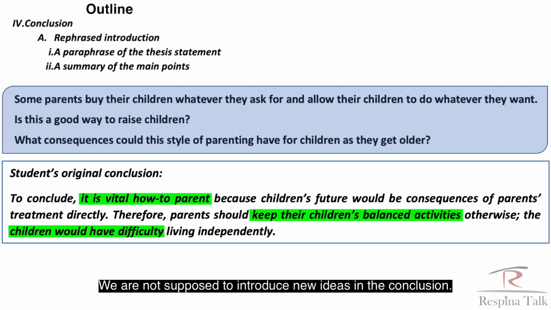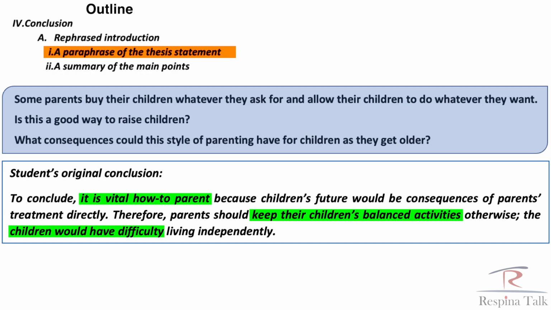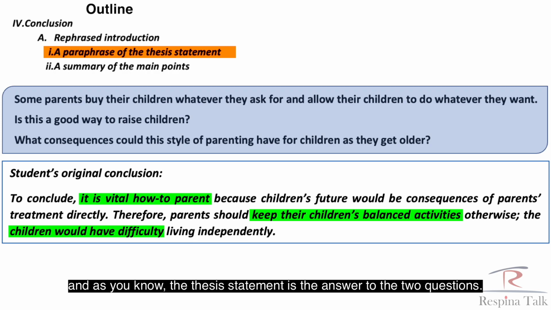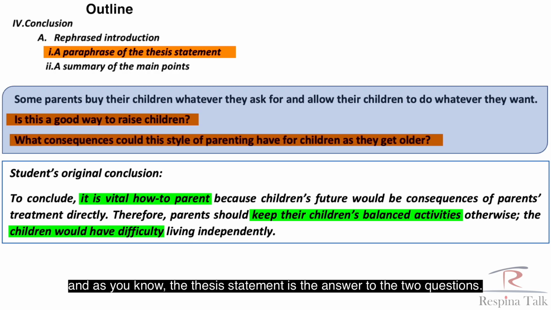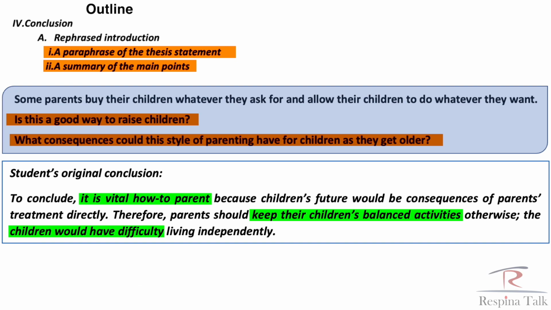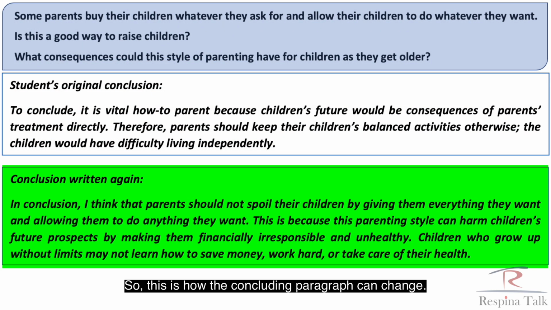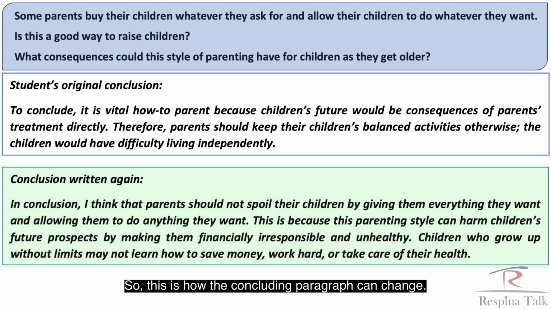We're not supposed to introduce new ideas in the conclusion. In the conclusion, we are only supposed to paraphrase the thesis statement. And as you know, the thesis statement is the answer to the 2 questions. So we were only supposed to repeat the answers to the questions and then give a summary of the main points that we covered. That's all. So this is how the concluding paragraph can change.